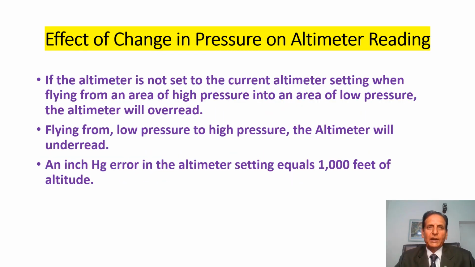Now let's have a look at the effect of change in pressure on altimeter reading. If the altimeter is not set to the current altimeter setting, when flying from an area of high pressure into an area of low pressure, the altimeter will overread. Flying from low pressure to high pressure, the altimeter will underread. An inch of mercury error in the altimeter setting equals 1000 feet of altitude.